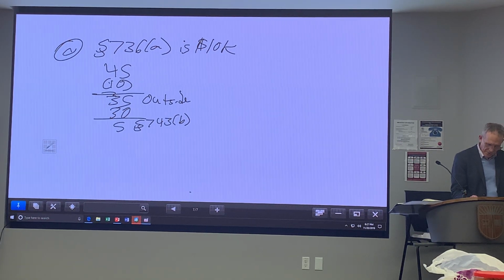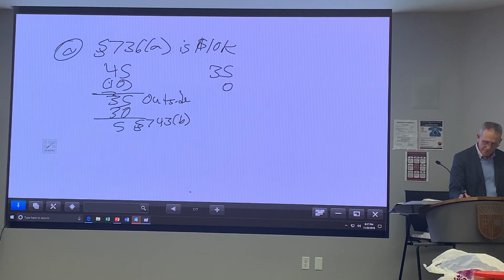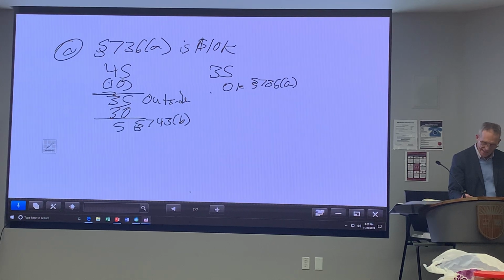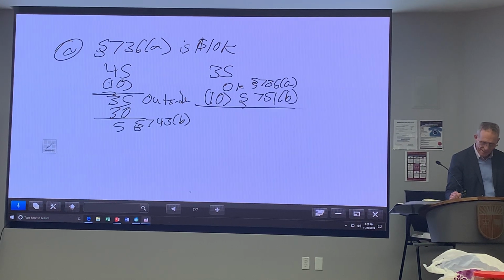So his outside basis starts at 35. There's 0, right, Ramon, for the 736A payments. That has no bearing on his outside basis. And there's a $10,000 reduction under 751B when they distribute out the property, and his basis becomes equal to 25.